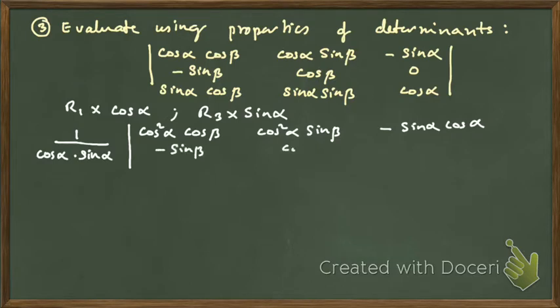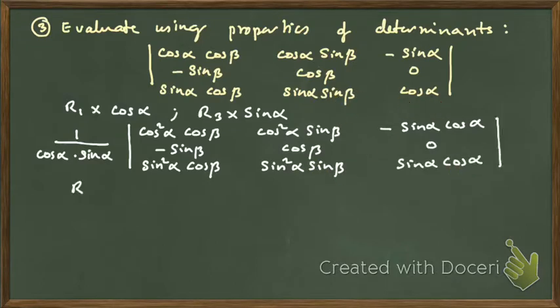R2 we are going to copy the same because we had already a 0, so we were happy about the second row, so I copy the same. But in R3 I want sine alpha, cos alpha, my LCM. This is only cos alpha, so I decided to multiply R3 by sine alpha. So what does it become? This was sine alpha, cos beta, so that's going to be sine square alpha, cos beta, sine square alpha, sine beta, and sine alpha, cos alpha. Now I know if I add the two rows together, like R1 changes to R1 plus R3, I'm going to get one more 0, and also some other simplification is happening.